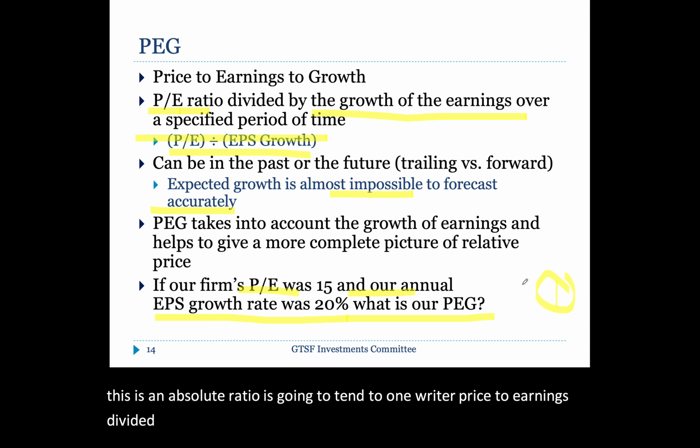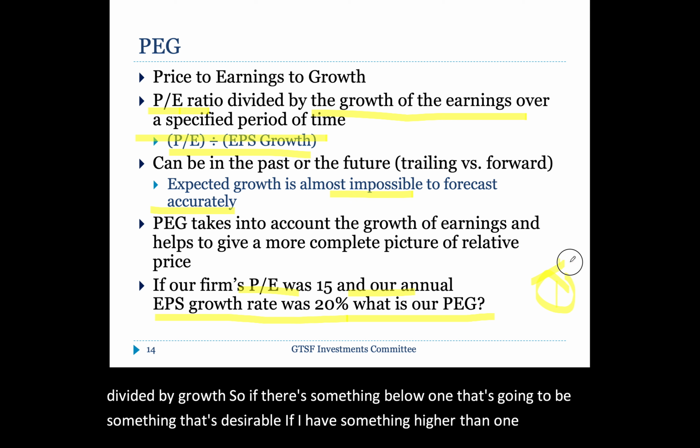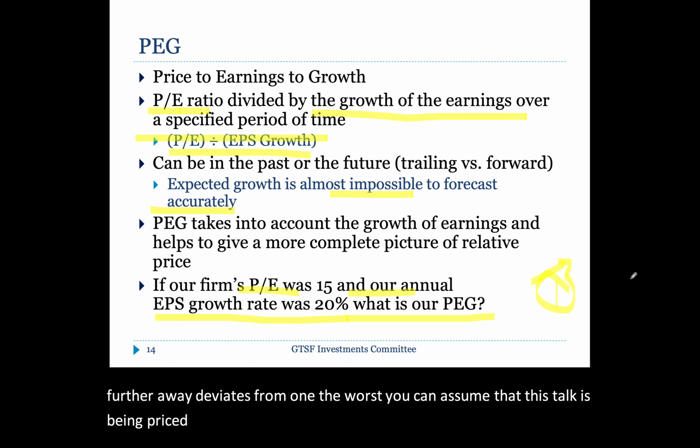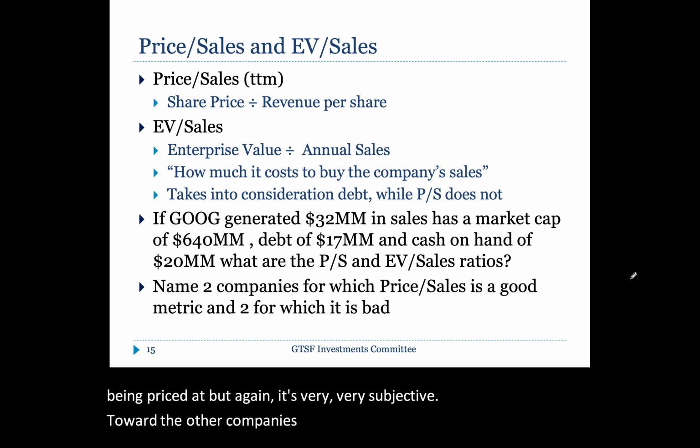So if I have something below 1, that's going to be something that's desirable. If I have something higher than 1, the further away it deviates from 1, the worse you can assume that this stock is being priced at. But again, it's very, very subjective to what the other companies in that same industry are doing.